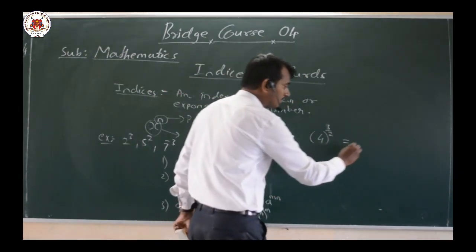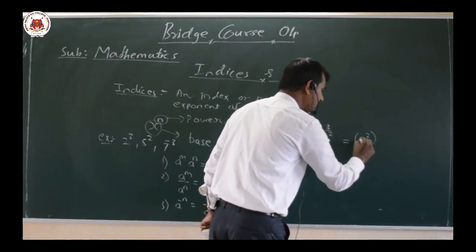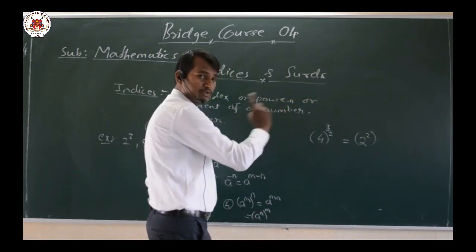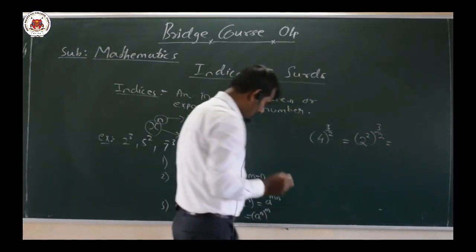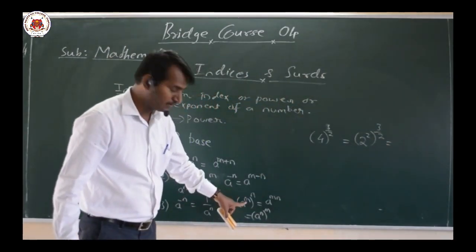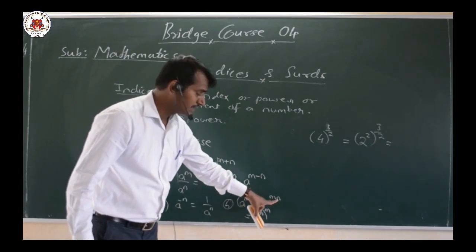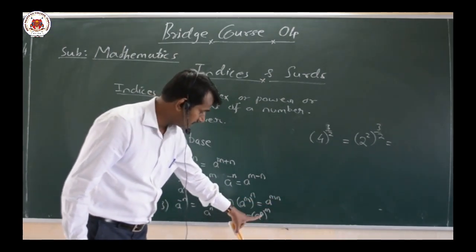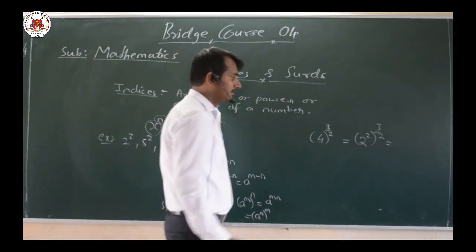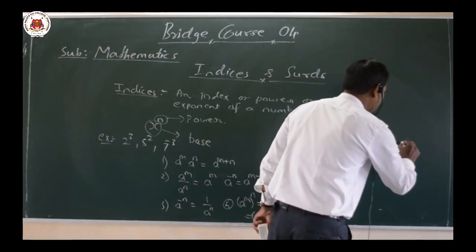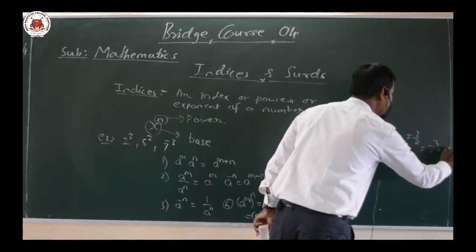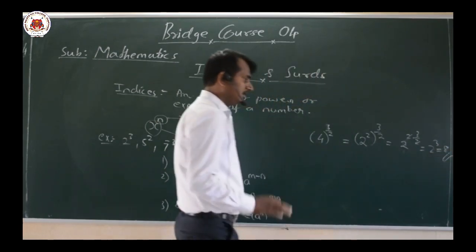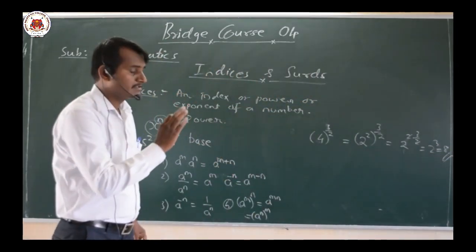Can I write this particular 4 as 2 squared? Whole to the power of what we have? 3 by 2. According to this property, a to the power of m to the n means a raised to mn, or else I can write it as a raised to n to the power of m. That means 2 to the power of 2 into 3 by 2. The 2s get eliminated, 2 cubed, the value will be 8. Dear students, I have taken a very simple example here.